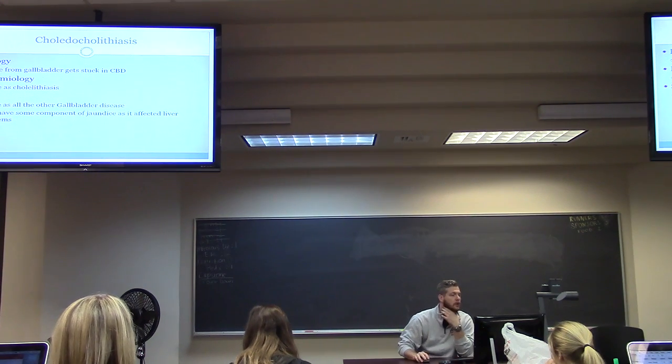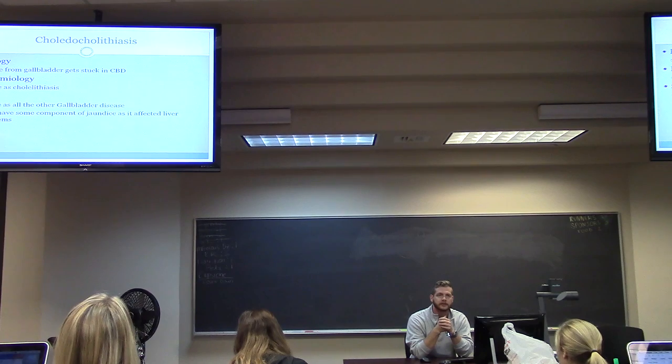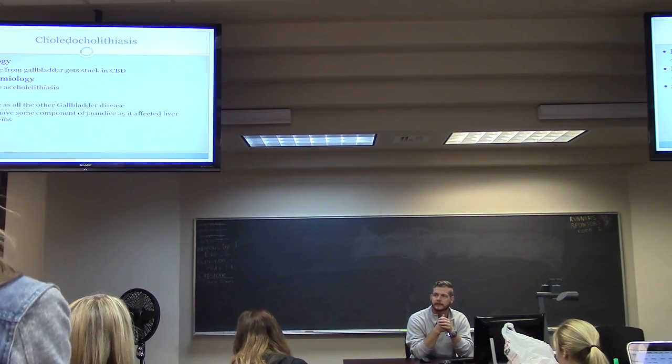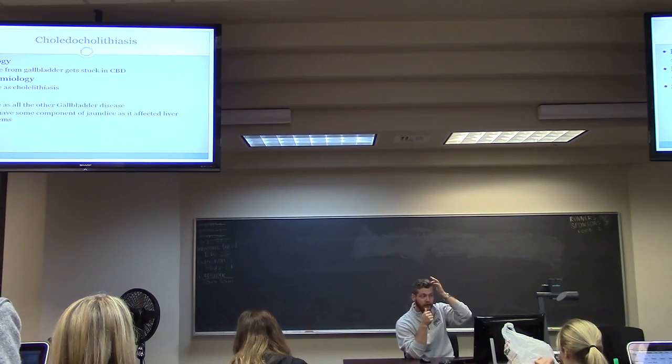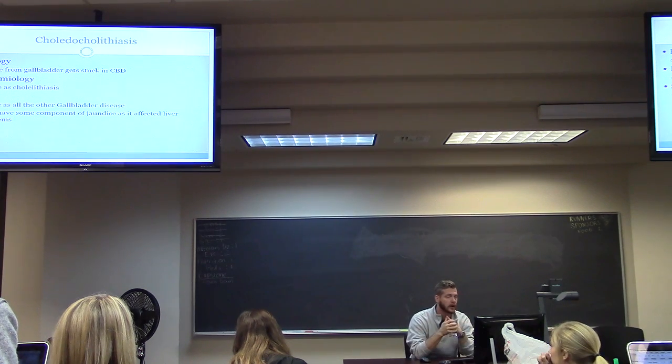Choledocholithiasis: a stone from the gallbladder that gets stuck in the common bile duct. Epidemiology-wise, it's going to be the same as cholelithiasis, obviously, because the stone is what gets caught. Your signs and symptoms are going to be a lot of your non-traumatic GI stuff, the same signs and symptoms. It's not really super fun or that different. It's going to be nausea, vomiting, right upper quadrant abdominal pain.